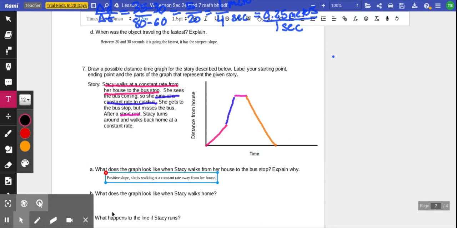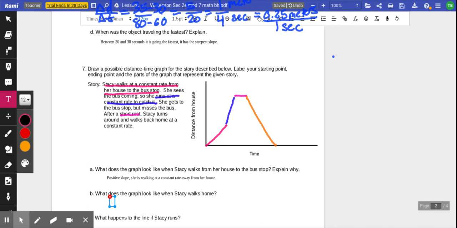Okay, what does it look like when Stacy walks home? It's a negative slope because she's going towards her house. So I'm going to go ahead and just copy this. Can I? I don't know. Let's see. Control copy. Oh, so sad. I want to copy it. Nope. Okay, negative slope. She is walking at a constant rate towards her house.